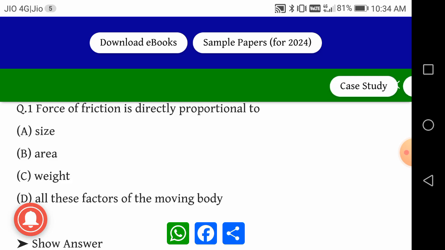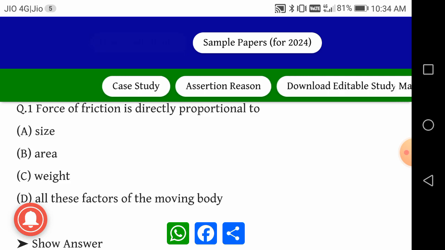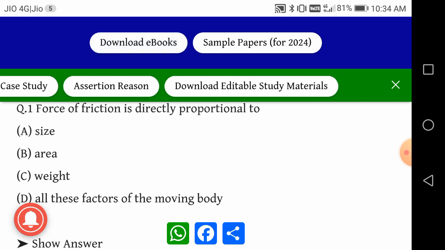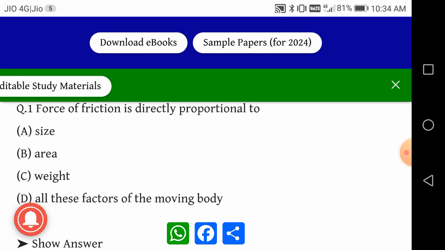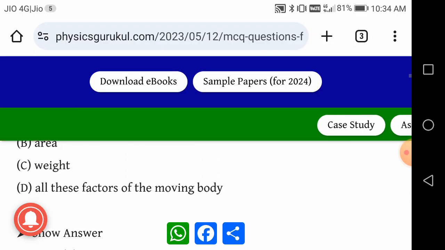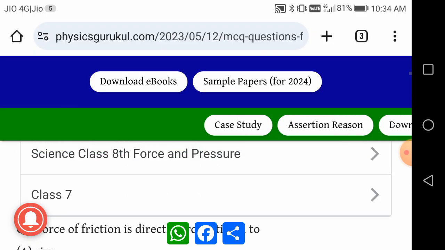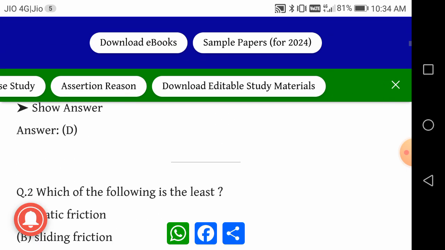Friends, in this video we will see the questions from friction that is there in your engineering mechanics syllabus for your AE Genco TSPSC. Okay, let us see the questions. Force of friction is directly proportional to, it is proportional to D. All of the above, that is size, area, weight and all these things.